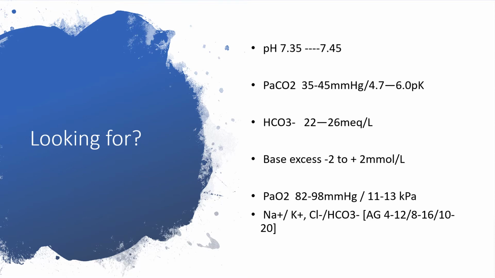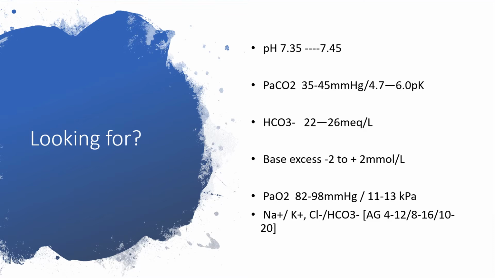The lab results are back, and what are we looking for? We're looking for a pH between 7.35 and 7.45, and that would be normal. What about CO2, carbon dioxide? It should be between 35 to 45 millimeters of mercury. Bicarbonate ion should be between 22 to 26 milliequivalents per liter. How about the base excess? It should be between -2 and +2 millimoles per liter. And oxygen should be between 82 to 98 millimeters of mercury.